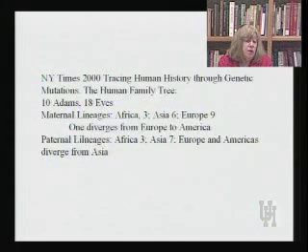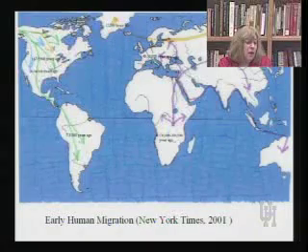Okay, here's tracing the human history through genetic mutations. The human family tree has 10 Adams and 18 Eves. The maternal lineages, there are 3 in Africa, 6 in Asia, 9 in Europe, and 1 diverges from Europe to America. The paternal lineages, Africa there are 3, Asia 7, Europe and Americas diverge from Asia. So the paternal lineages all come from Asia for Europe and the Americas. So genetic research is really revealing a lot more about the development of human beings.